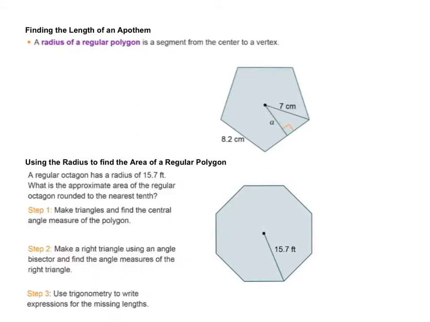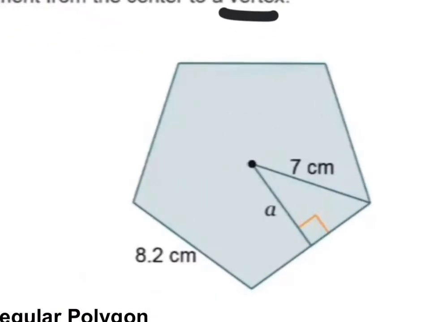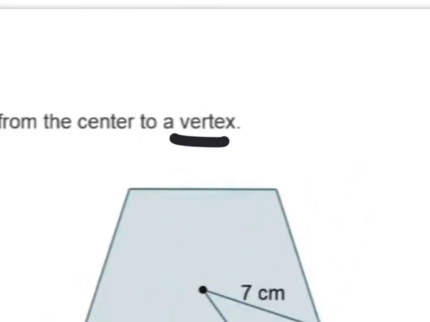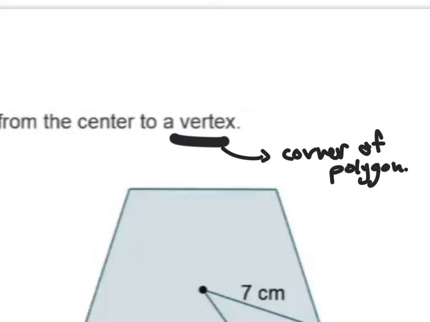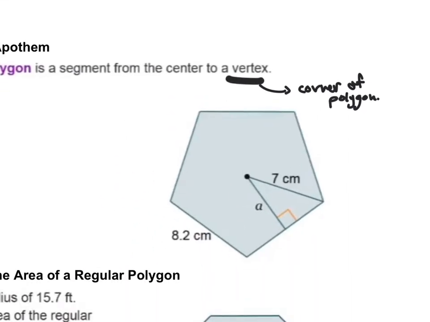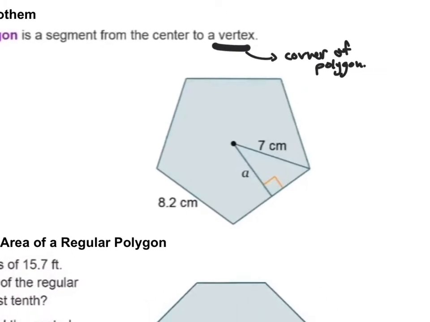Hopefully you're given what's called the radius. Now, the radius of a regular polygon is the segment from the center of the polygon to a vertex. Now, the vertex, those are the corners, okay? So vertex means a corner of a polygon. So what we have in this instance is to find the length of this apothem.